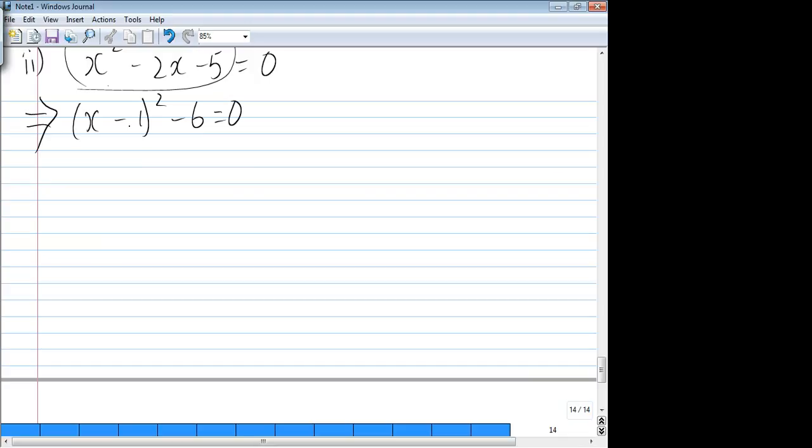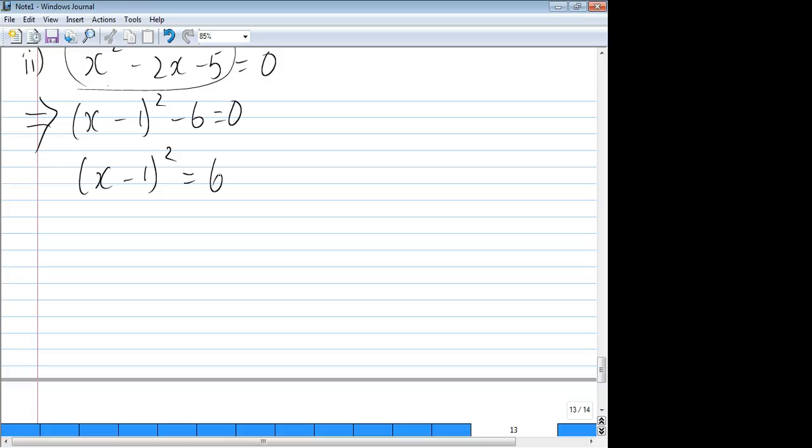Please do not start to expand this, because if you expand, you will get back your original question. You're supposed to use this to solve. It is already a simpler approach to solve it. Why? Because right now, x minus 1 square is equal to 6. And you want to get rid of the square, right? What should we do? And what do we always forget?